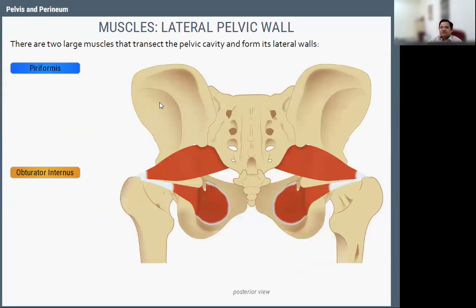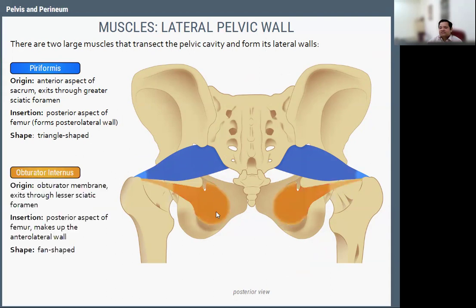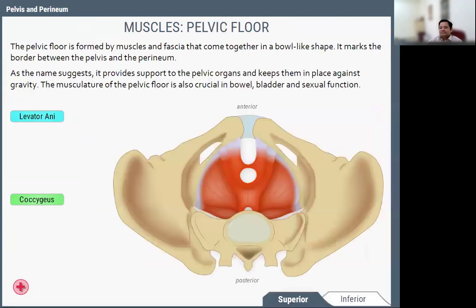So there are several muscles, but basically only two large muscles which we are going to talk about here. The first is piriformis. The origin of piriformis is the anterior aspect of the sacrum. Insertion will be on the posterior aspect of the femur. The shape is triangular. And then there is obturator internus, which is covering the obturator foramen. The obturator membrane exists in the lesser sciatic foramen. Insertion is on the posterior aspect of the femur, and it is fan shaped. So these are two important muscles which are present here.